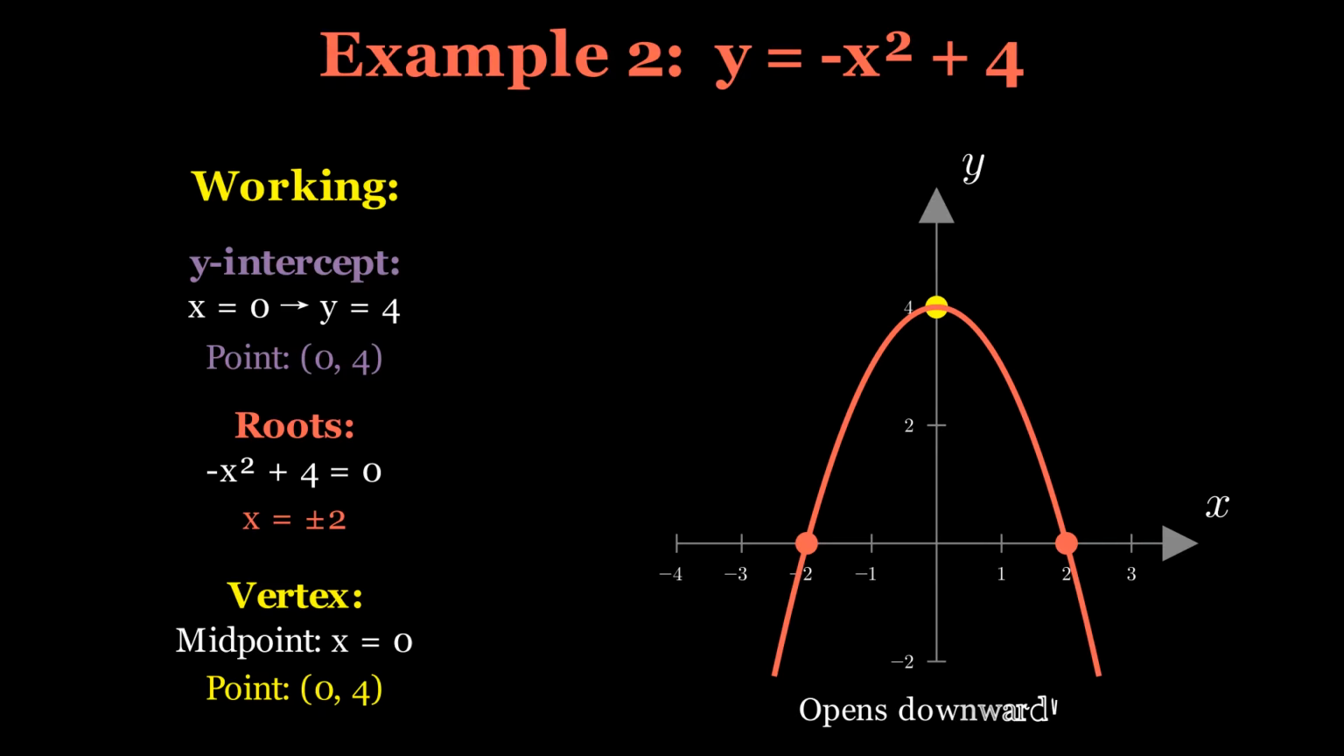Draw the curve. Important, negative coefficient means it opens downward. This is an upside-down parabola with a maximum at the top. Watch that negative sign.